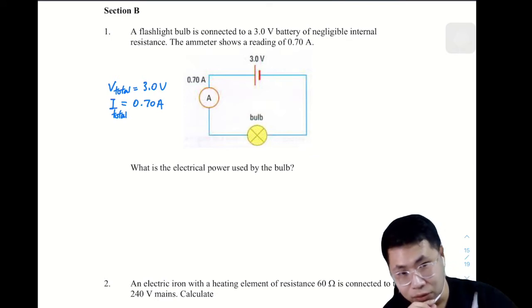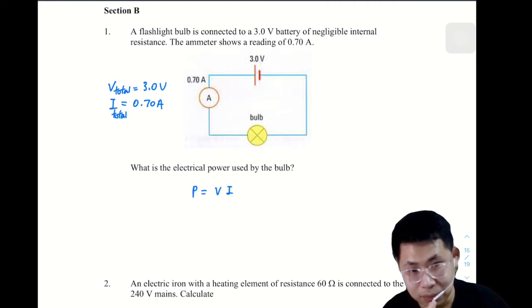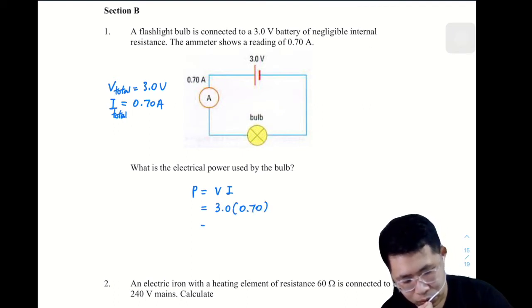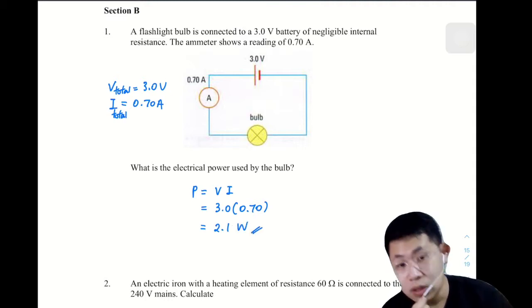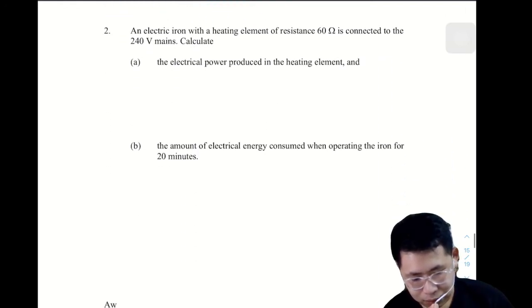Now we'll make use of the formula. Power P is equals to V times I, the potential difference times current. So potential difference is 3 volts, current 0.70. So the power would be 2.1. Unit for power is watts, right? So number 1. Okay, number 2.